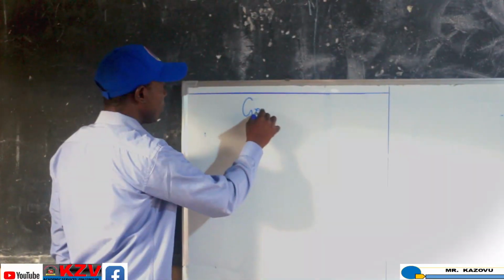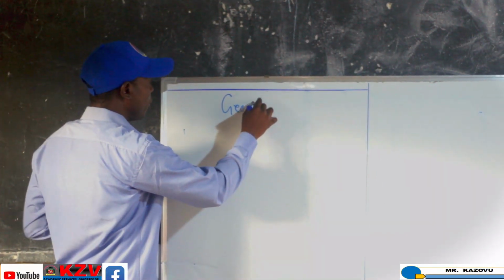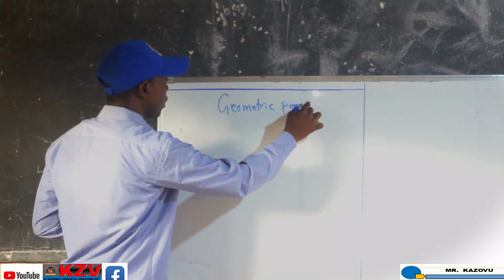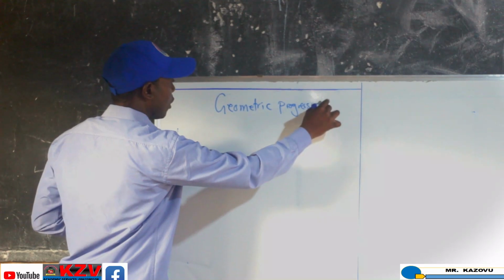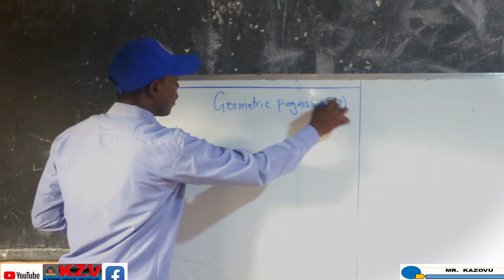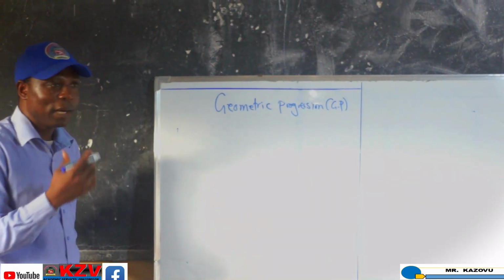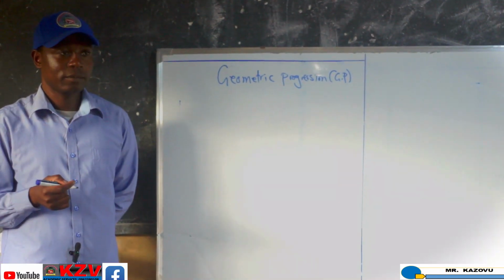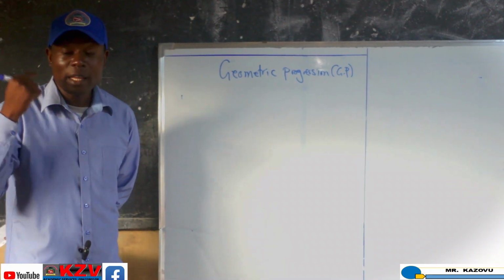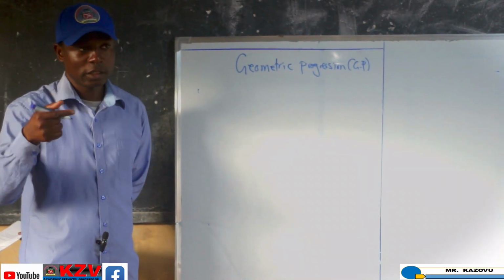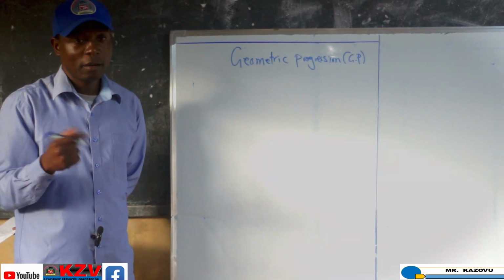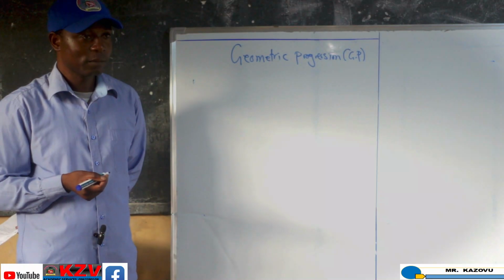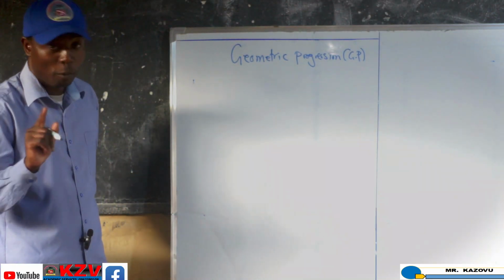That's what we are looking at today. Progression, which is known as the GP, geometric progression. In this one, you multiply by a constant number to get the next number. So you multiply by the constant amount. You have a constant amount that you're multiplying by the previous number to get the number that follows. That one is known as the common ratio.